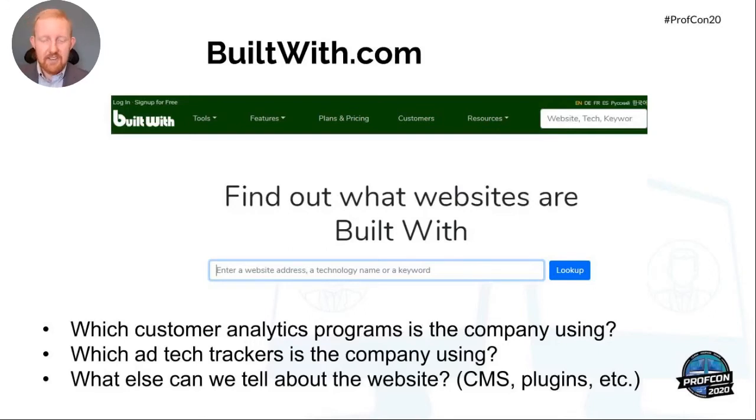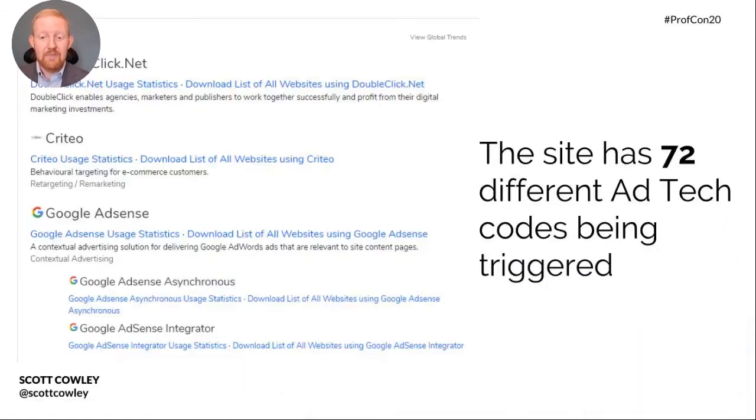And the funny thing is, when I used this on collegegazette.com, what I was fascinated by is that this looked like any other ordinary publisher website, and I could not figure out the business model. Okay. There was no subscription. There was no advertising on this website. None of that. And it looked pretty harmless. But then when you use BuiltWith, we found out that the website has 72 different ad tech codes being triggered.